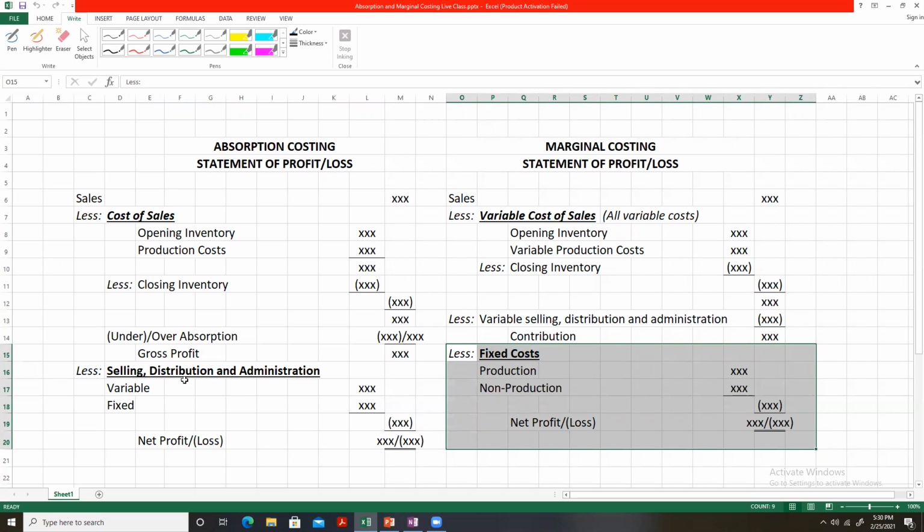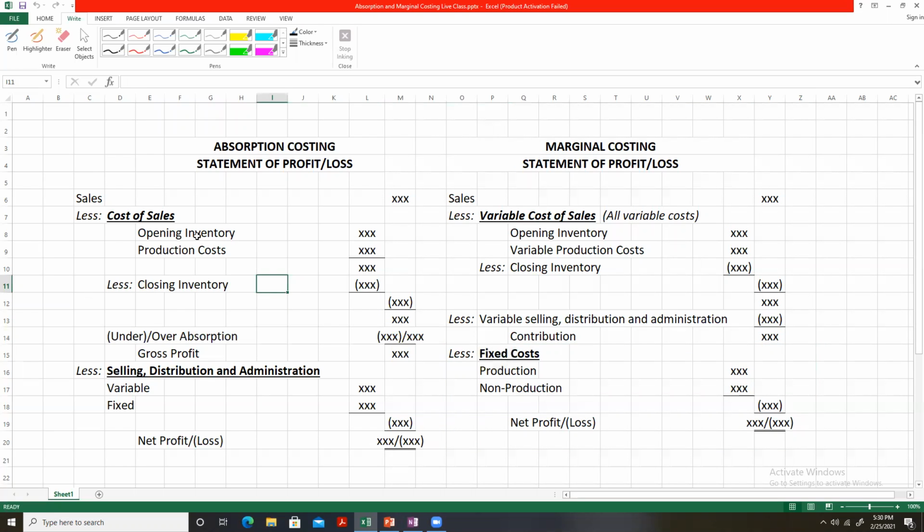But in absorption costing, we absorb overheads to units of inventory. We absorb fixed production overheads to units of inventory using the overhead absorption rate, and we also make an adjustment for under or over absorbed overheads to arrive at the gross profit. And in the end, what happens? All non production costs are written off as a period expense in absorption costing to get the net profit.